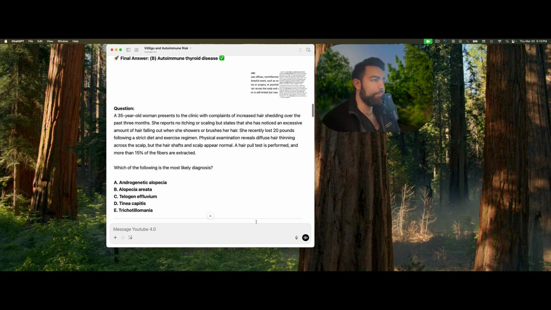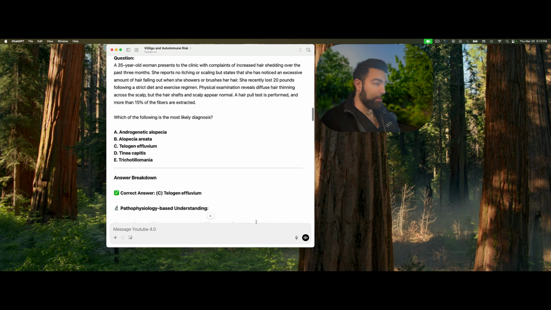Recently, she's lost 20 pounds following a strict diet and exercise regimen. A physical exam reveals diffuse hair thinning across the scalp, but the hair shafts and scalp appear normal. A hair pull test is performed, and more than 15% of the fibers are extracted. So these are all clicking into the diagnosis, very specific for this diagnosis. Which of the following is the most likely diagnosis? So go ahead and pause the video right here, pick your answer, and I'm going to go through each single option together and go from there.